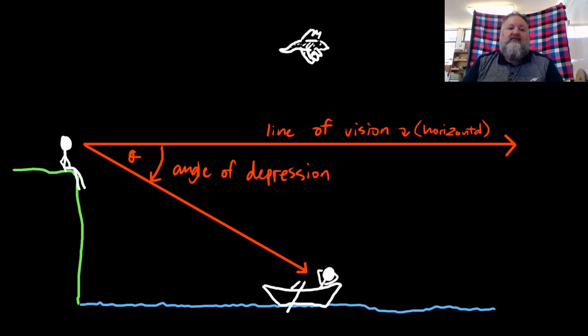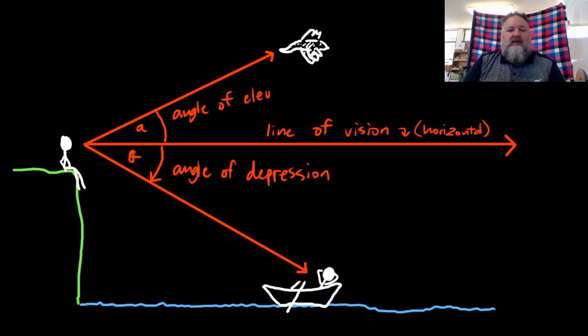Okay, so if we were to consider the man on the cliff looking up at the weird flying rat-looking thing, it's probably more of a comment on my artistic skills in this medium than anything else. We would say that this looking up this way, and we'll just call this A, we would call this the angle of elevation.